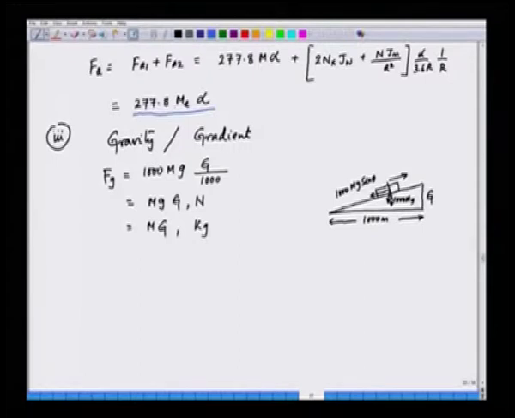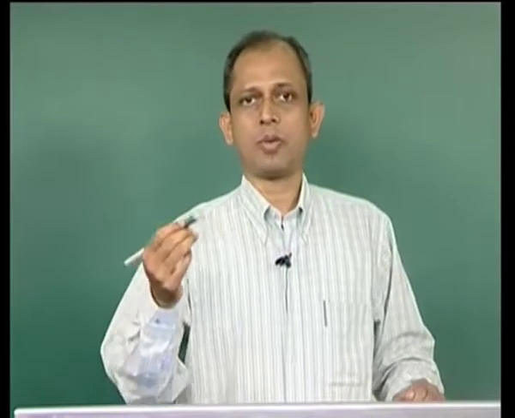Then the second part of the tractive effort is to overcome the gradient. The gradient could be up gradient or it could be down gradient. Suppose the train is moving up the gradient. So, we have a component of force which is opposing the motion. We can calculate that force in the following way.